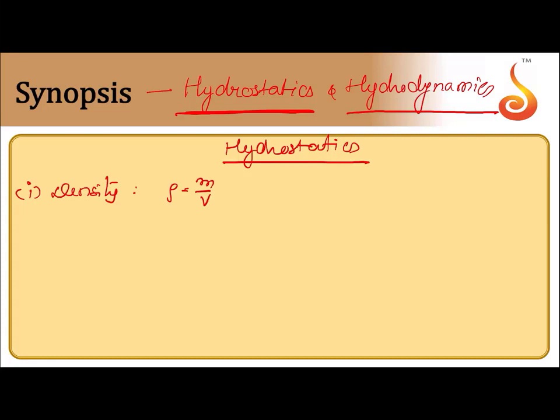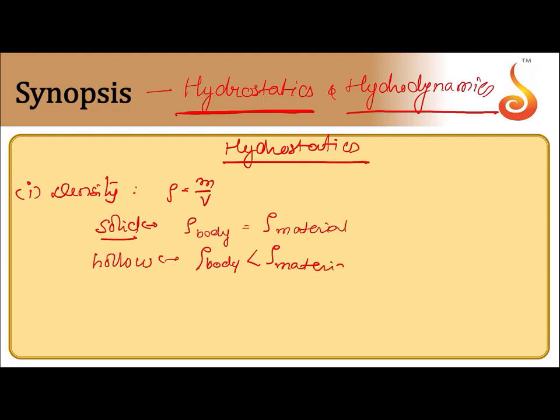For a solid object, that means an object which is not hollow from inside, density of the object, or say density of the body, is equal to density of the material from which it is made. Density of the object and density of the material are equal to each other. While for a hollow object, density of the object or density of the body is generally less than density of the material from which it is made. This is because volume of the object, that is body, is greater than the volume of the material from which it is made. Simple idea.